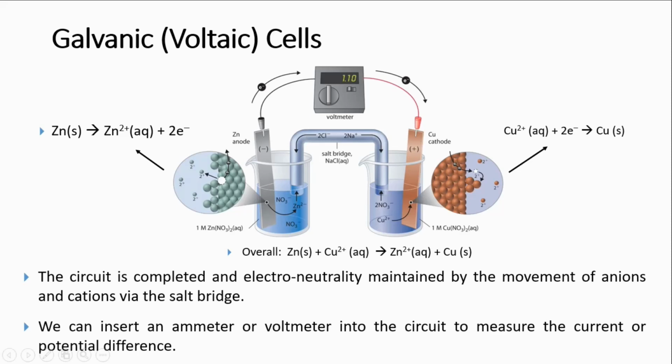The solution will eventually become positive, right? The zinc half cell solution will eventually become positive because there's an excess of positive ions going into solution. These positive ions are coming from the zinc electrode. So that solution will become positive. Now that is a problem.